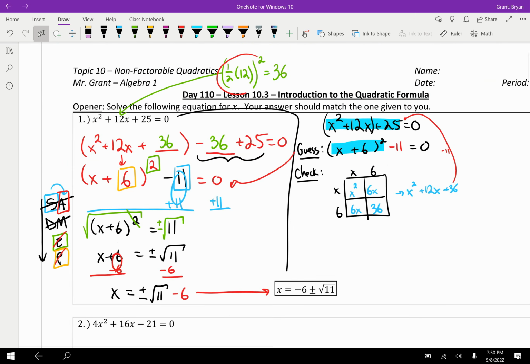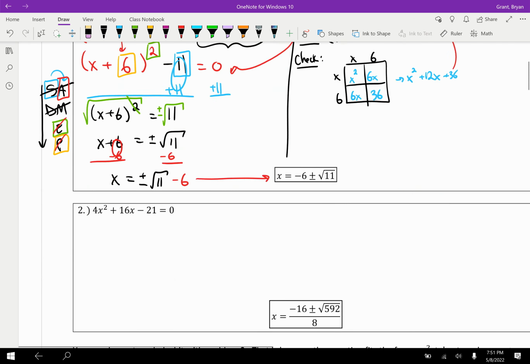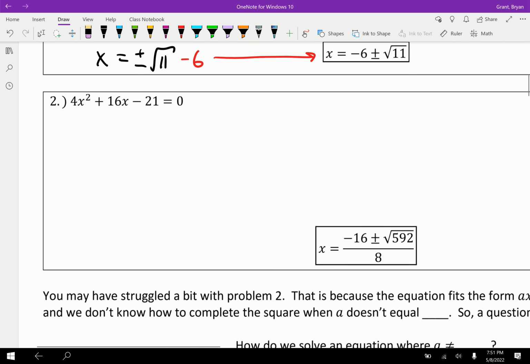That nice reminder, half of b squared to get 36. So try problem 2. We're only going to take about a minute or so on this one, enough for everyone to try one step, and then we're going to unpause, or you're going to come back to this because there's a little bit of a trick to problem 2. Okay, ready, set, go.